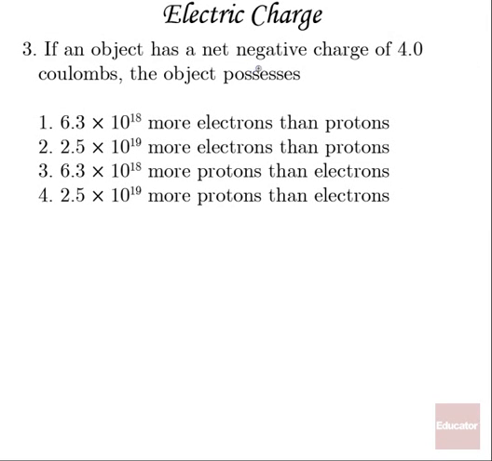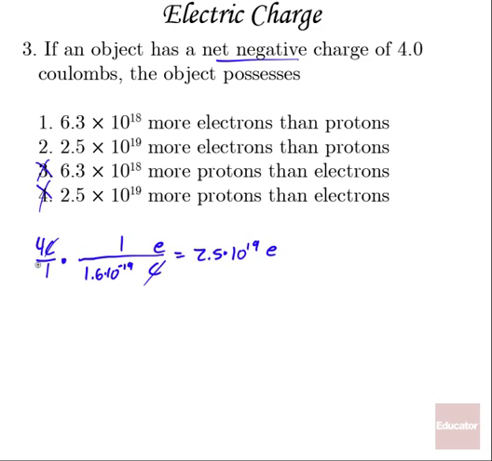Number 3, if an object has a net negative charge of 4 coulombs, the object possesses, well, if it's negative, it must have more electrons than protons, so we can get rid of choices 3 and 4. And let's convert that 4 coulombs into elementary charge just to see how many more electrons we have than protons. So we have 4 coulombs, and let's multiply that by, well, we know that one elementary charge has a charge of 1.6 times 10 to the minus 19 coulombs. So that's going to give us 2.5 times 10 to the 19 elementary charges. Answer 2.